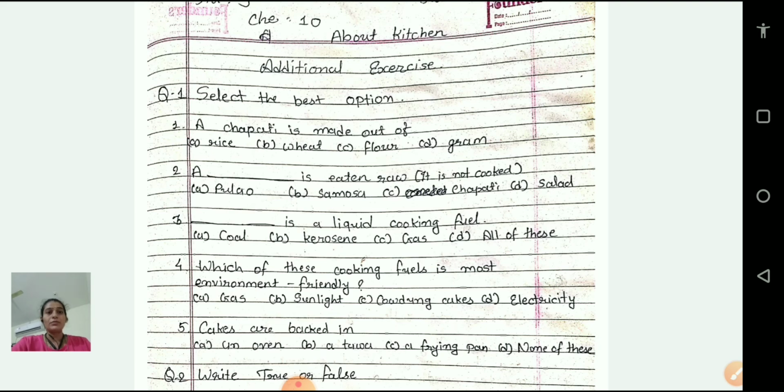Pulao, samosa, chapati or salad. Salad is the correct answer. A salad is eaten raw. It is not cooked. Third one. This is a liquid cooking fuel. Coal, kerosene, gas, or all of these. And the correct answer is kerosene. Kerosene is a liquid cooking fuel.